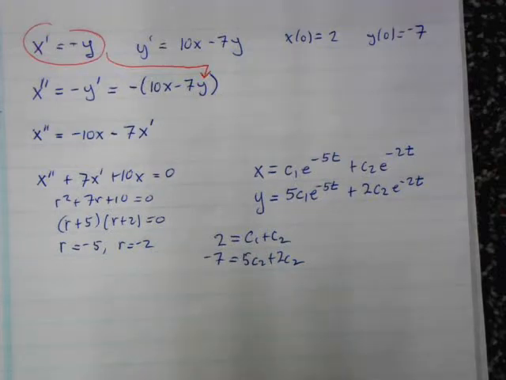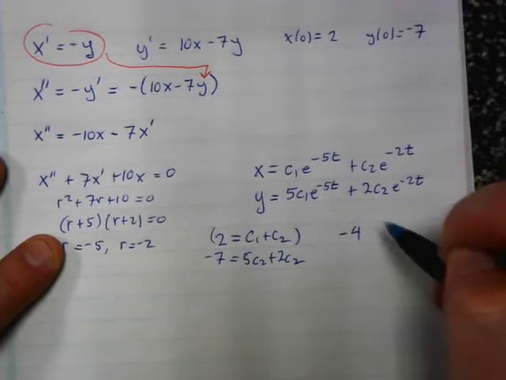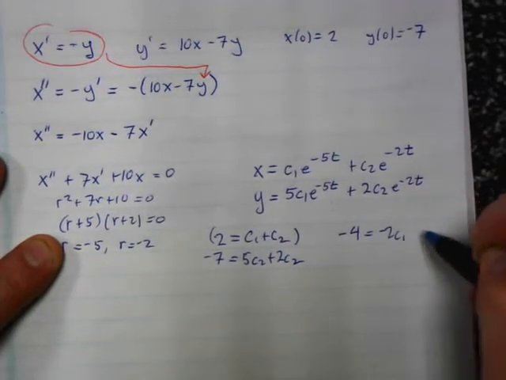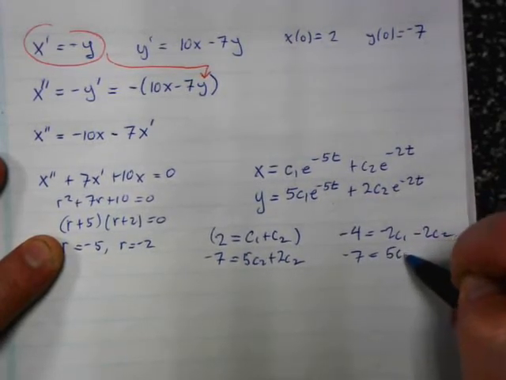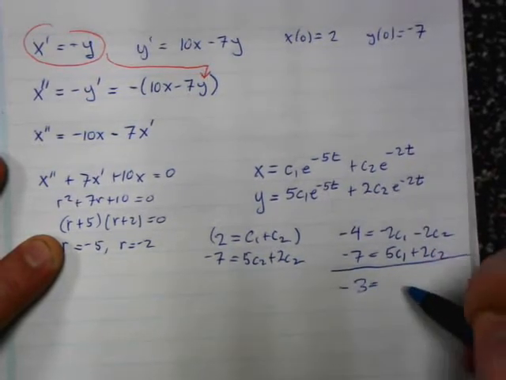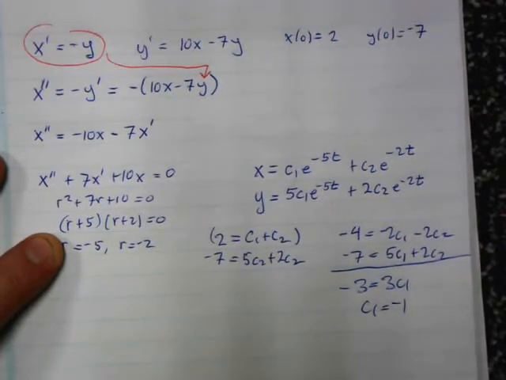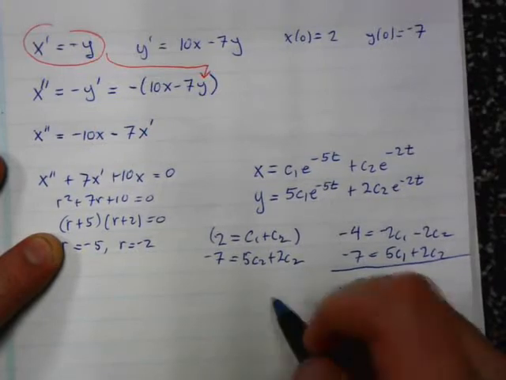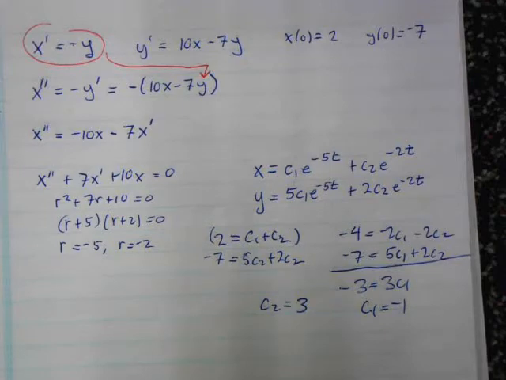How do you solve that system of equations? Matrix. Oh, matrix. You guys love your matrices. Multiply this one by negative 2. Negative 4 equals negative 2C1 minus 2C2. Negative 7 equals 5C1 plus 2C2. Add those together. Negative 3 equals 3C1, so C1 is negative 1. Take that, plug it in there. C2 has to be 3. You can solve these more quickly by hand than you can grabbing your calculator and working them out.